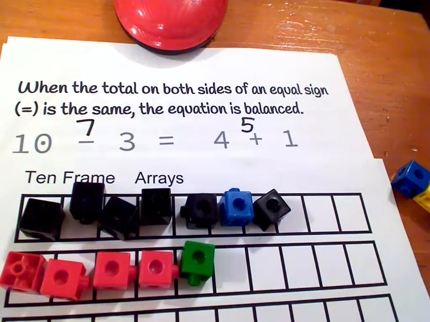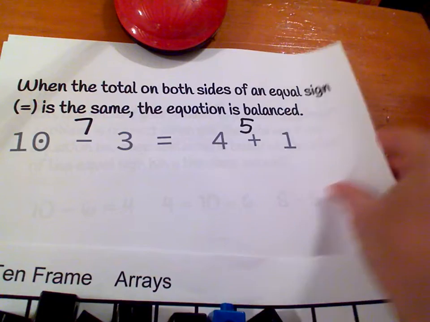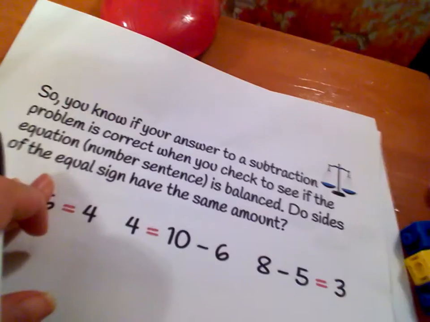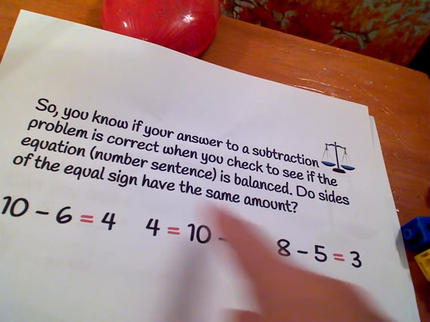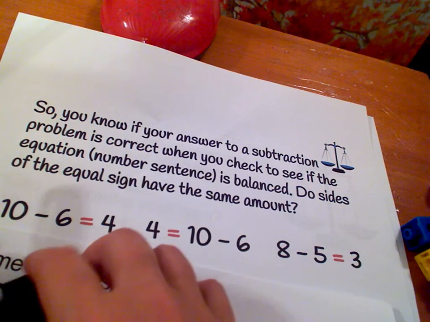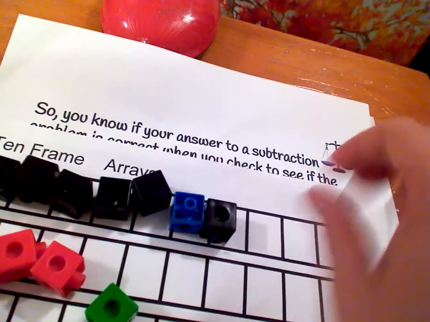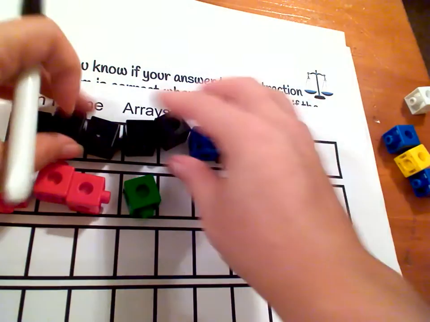And once I saw them, I could see easily, using the numbers or using the visual examples with the cubes, that it was not the same. So that's why I love arrays. If you do them well, very easy to see. So you know your answer to a subtraction problem is correct when you check to see if the equation is balanced. Do both sides of the equal sign have the same amount? Okay, so if each of these arrays was on the opposite side of an equal sign, you could tell really quickly that I did not have the same amount.